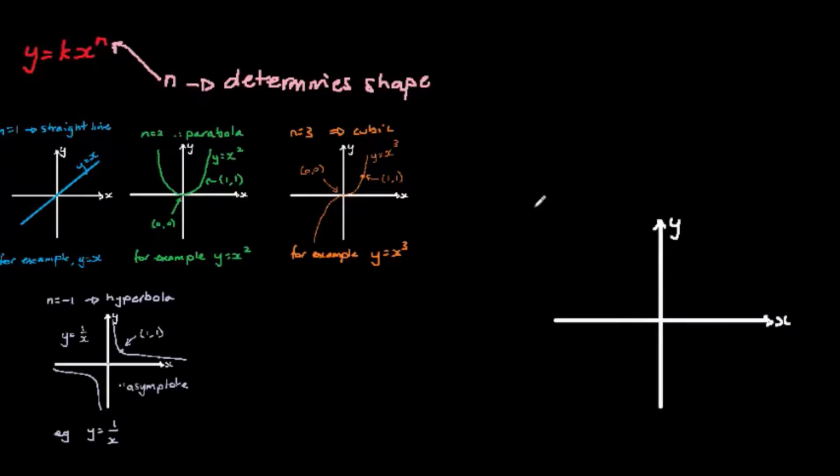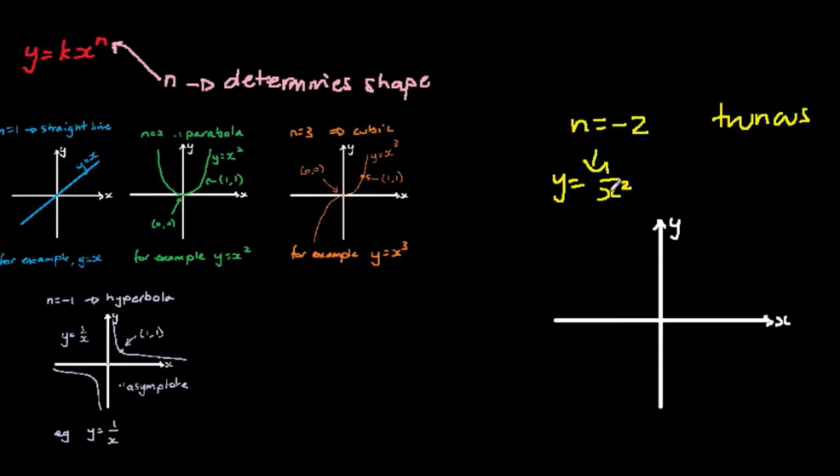So now let's have a look at what happens when n equals negative 2. And when n equals negative 2, we have a shape that's a little bit similar to the hyperbola, and it's called a truncus. Now, remember, when n equals negative 1, then the power of negative 1 means it's 1 over x. When n equals negative 2, then we get 1 over x squared. So this is what it looks like.